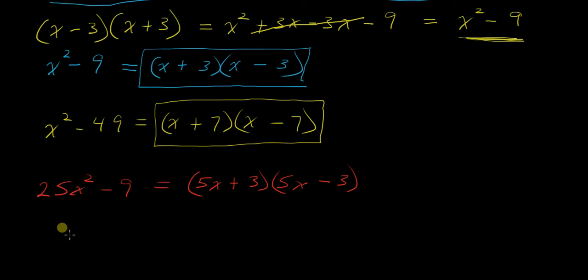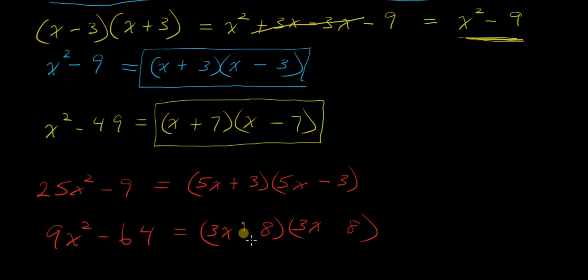Let's do another one. Okay, so the square root of 9 is 3. The square root of x squared is x. The square root of 64 is 8. One plus, one minus, we're done.